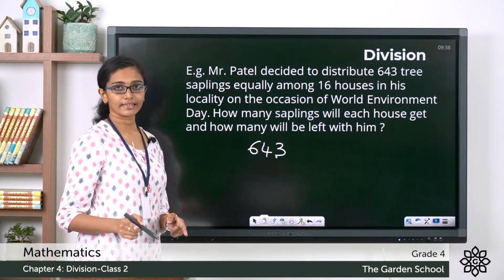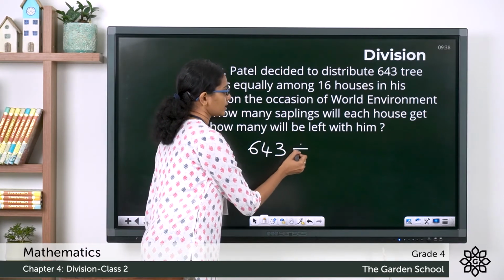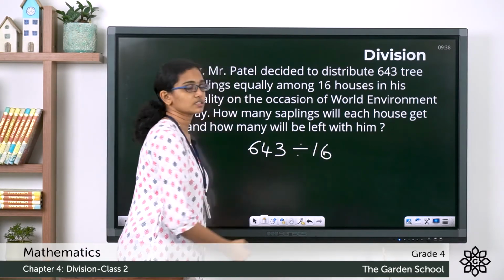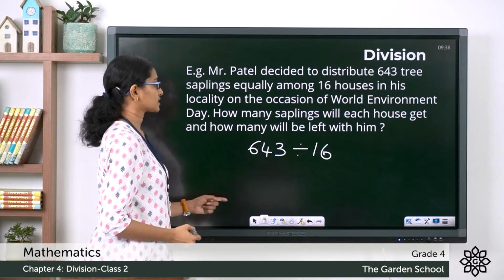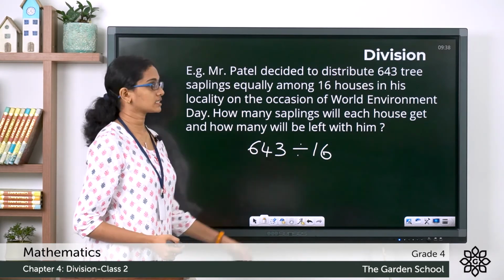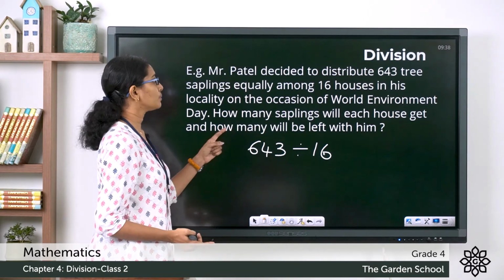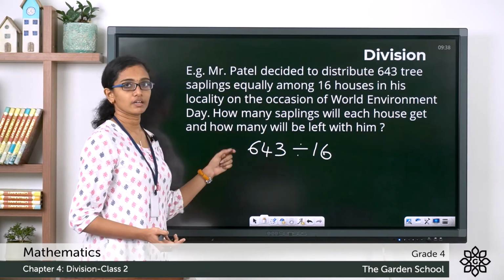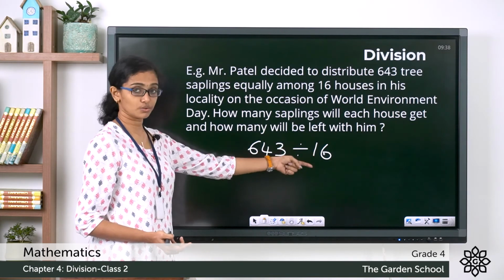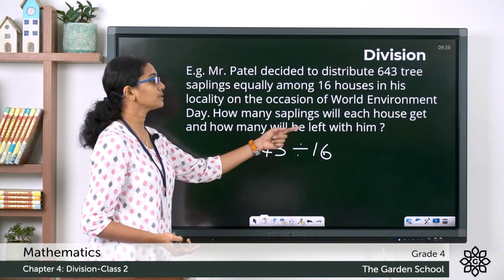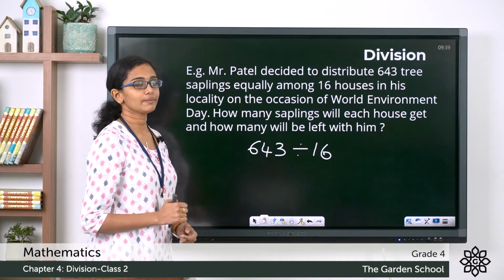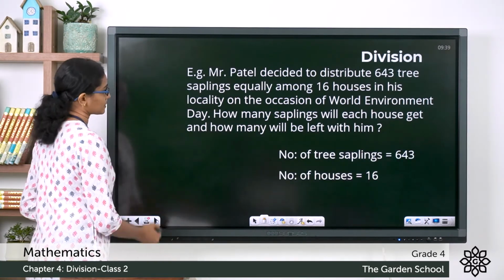He is going to divide them equally among 16 houses. So, what we have to do? 643 divided by 16. Now, in the question, there are two parts. We are asked to find how many saplings will each house get, which will be the quotient to this division, and how many will be left with him, which will be the remainder. Let's write the steps first.